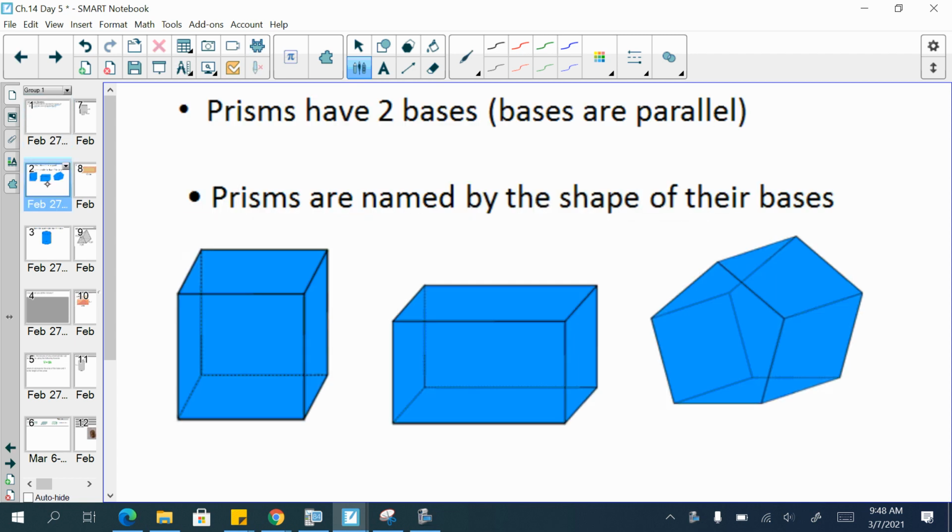So let's just review what a prism is real quickly. We talked about it already when we did surface area, but remember that prisms have two bases that are the same shape, same size, they're parallel to each other, okay?